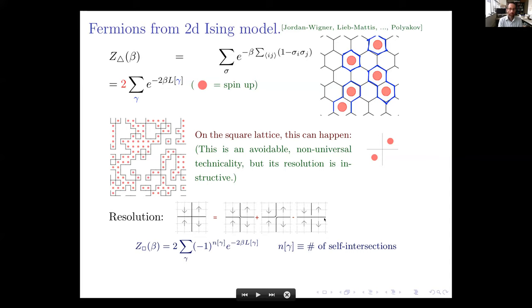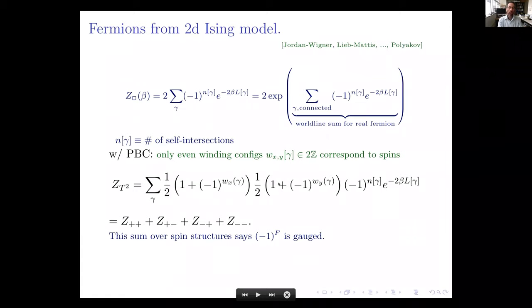And so a way to resolve this, a way to do the right counting while summing over all possible configurations of these loops, of these paths, is to weight them by -1 to the number of self-intersections. Because you see, this choice of resolution of this collision would come with a -1 because it intersects itself, whereas these two don't. And so the sum of the contributions of these three configurations would be equal to the actual partition sum of the spins. And this is a useful observation because this phase has a nice interpretation. If we exponentiate that sum over loops into a sum over connected loops, then we recognize this factor here as the phase that's needed to describe the world line sum of a fermion in two dimensions.